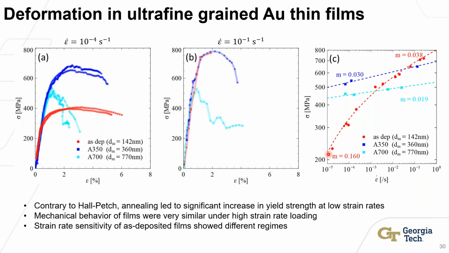So we can see that here as we plot out the strain rate sensitivity. In the as deposited state, the strain rate sensitivity is actually very sensitive to the strain rate itself. As we increase the strain rate, the film gets less and less strain rate sensitive, as opposed to the annealed thin films where the strain rate sensitivity stays fairly constant across the strain rate regimes.